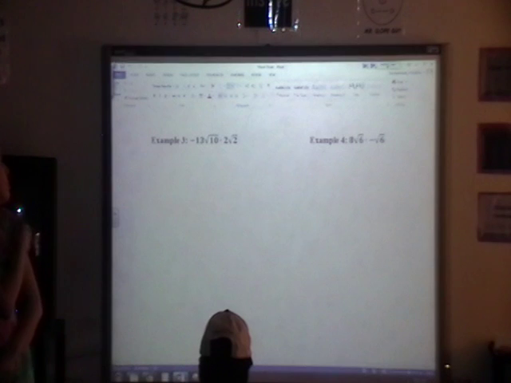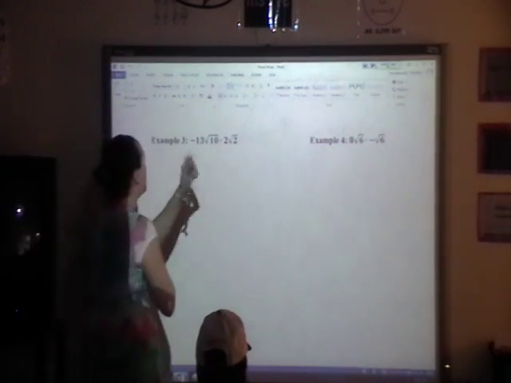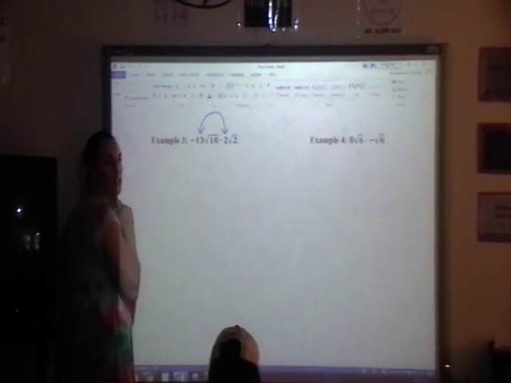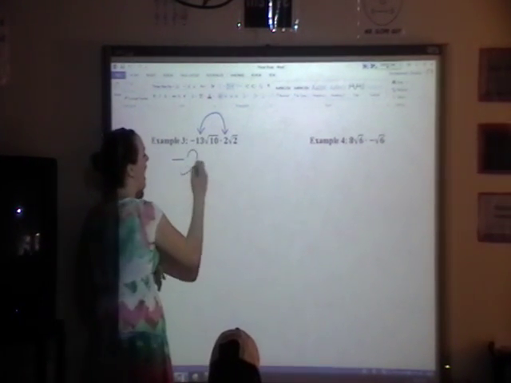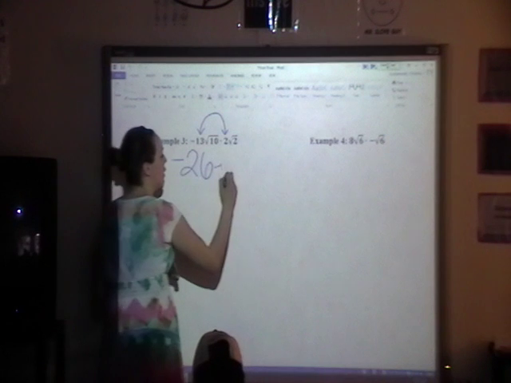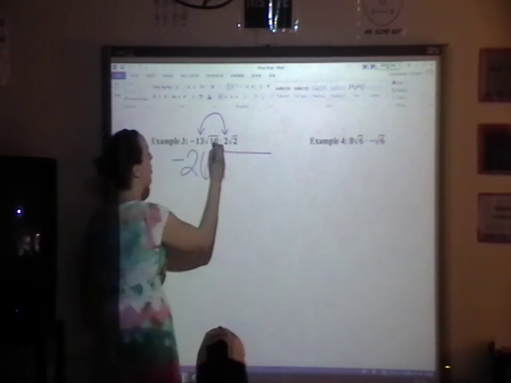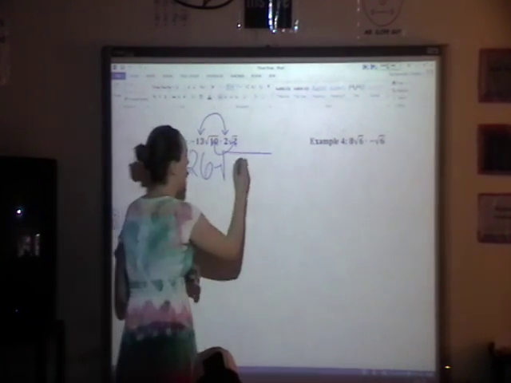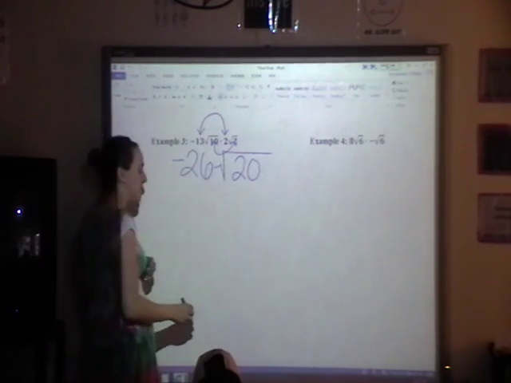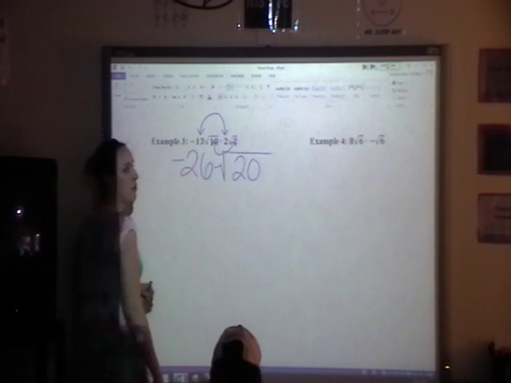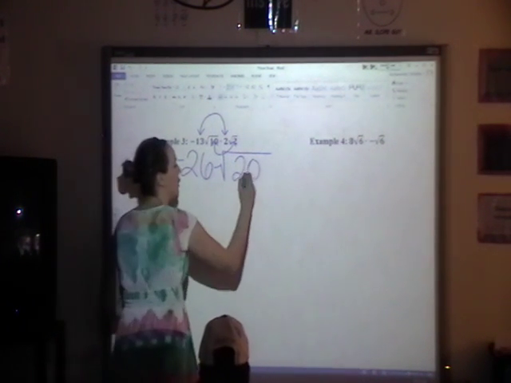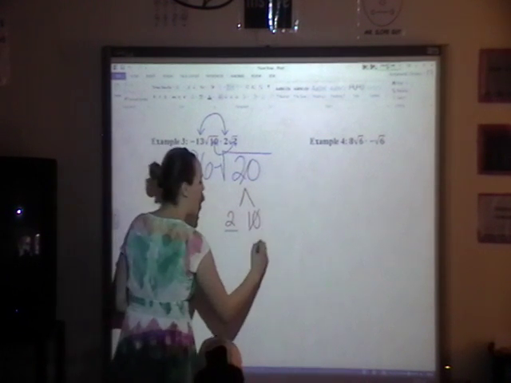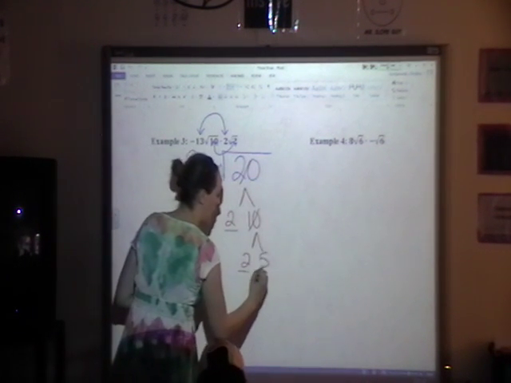Okay, problem number 3. Step 1 says multiply your outside numbers together. So we have negative 13 times 2. We get negative 26. Inside of our radical, we've got to multiply those inside guys together. What's 10 times 2? 20. So we have negative 26, radical 20. Let's break it down. 2 and 10. You broke down 20 into 2 and 10. Break down 10 into 2 and 5. Here are my primes.